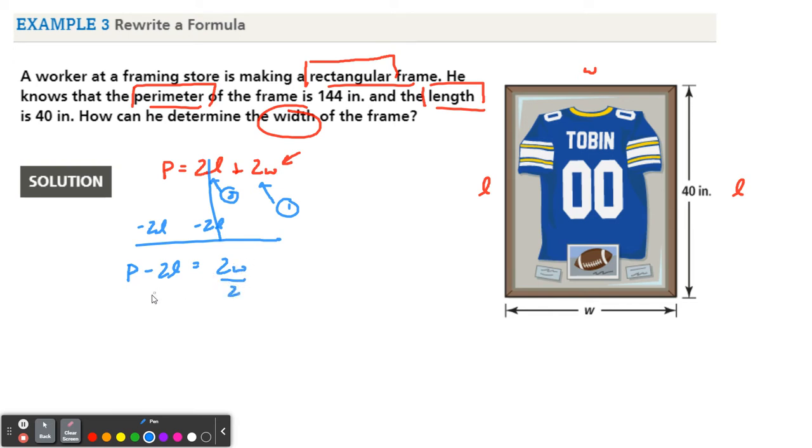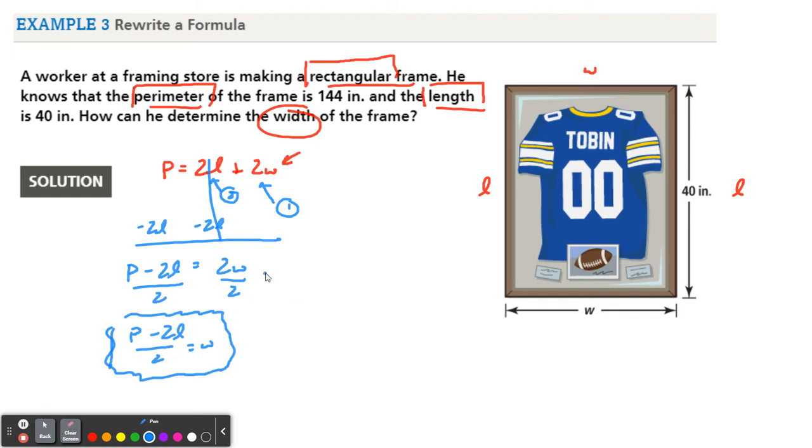And we can do a couple things here, right? So first off, you can just put it over the whole thing. And again, this would not change. So this would just be P minus 2L over 2 equals W. And that could be one of your answers, right? That could be one of the solved for W.